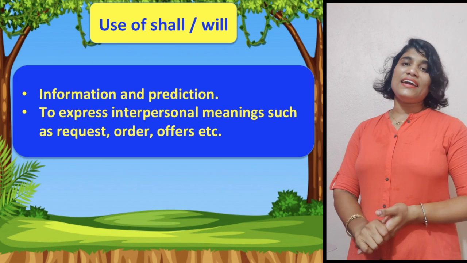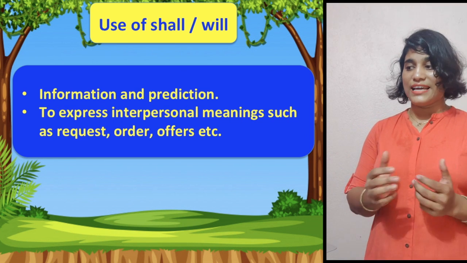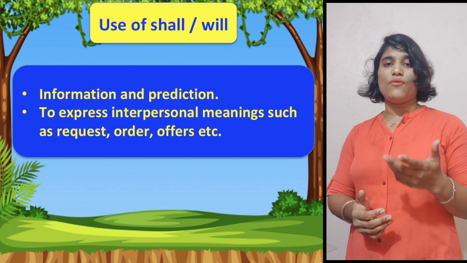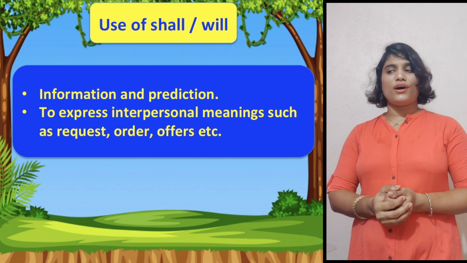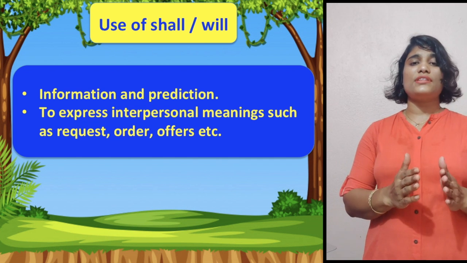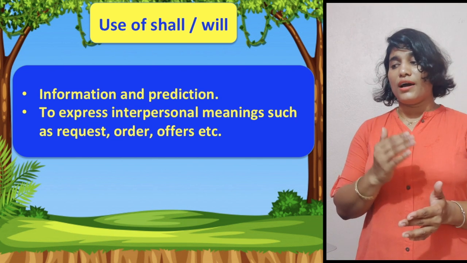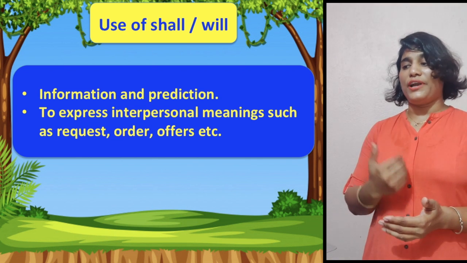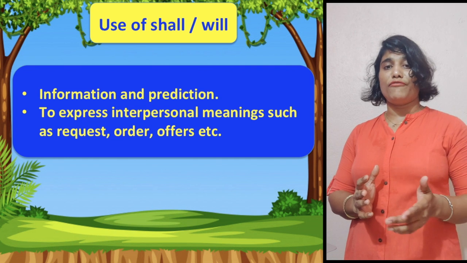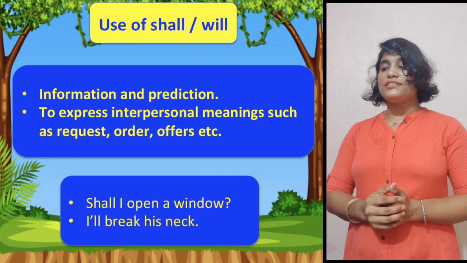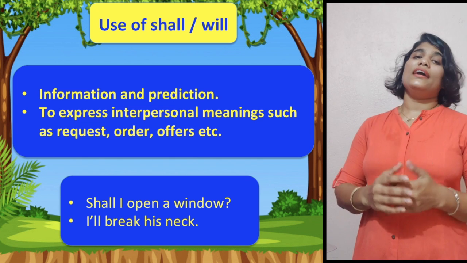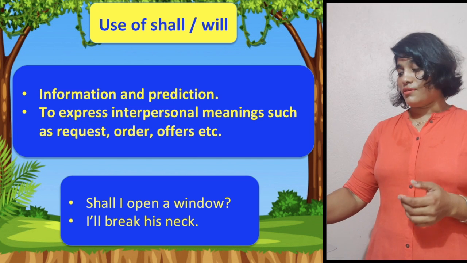Now, what I haven't talked about yet is the use of shall. I think all of you have a query about why I haven't mentioned it yet. Because shall and will in traditional English were used in a similar sense, to give information, prediction, and to express interpersonal meaning such as request, order, offers, etc. For example, shall I open the window? I shall break his neck. In all these cases, traditionally shall was used.